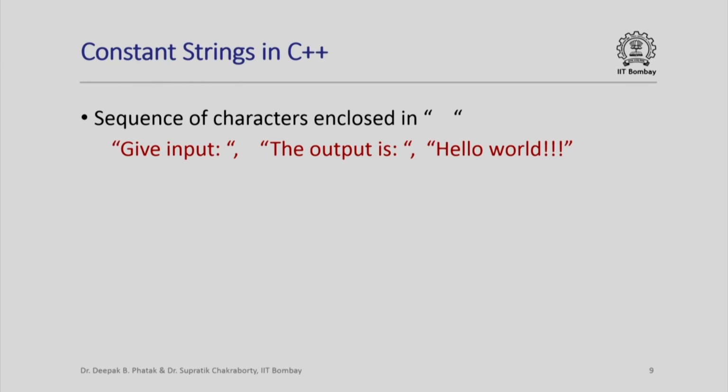We can also have constant strings in C++. These are usually sequences of characters enclosed in double quotes. So, I could have "give input colon space", or "the output is colon space hello world exclamation".